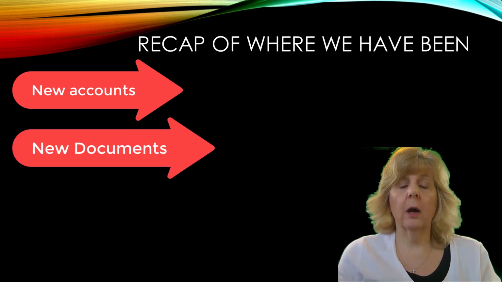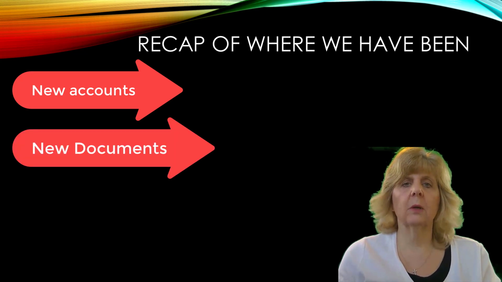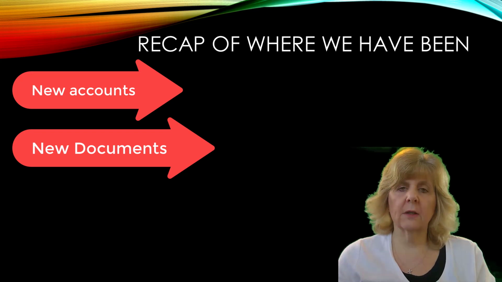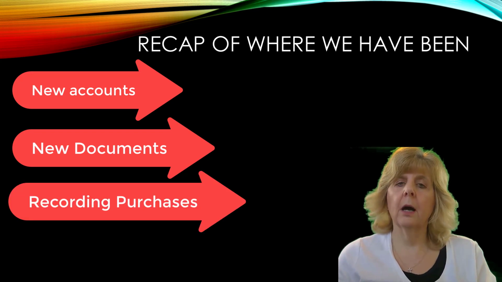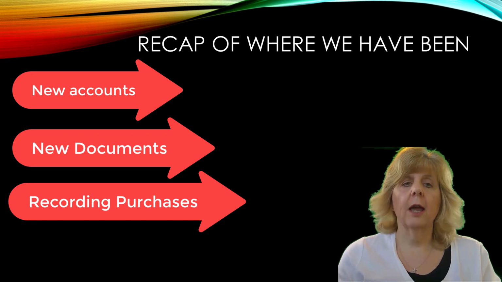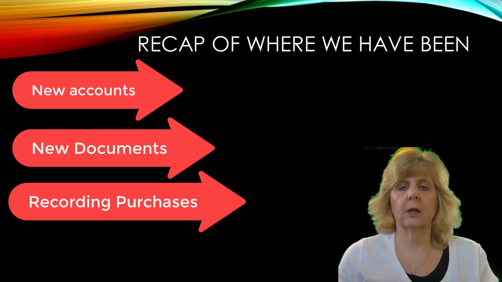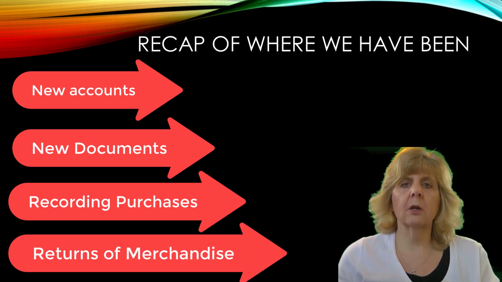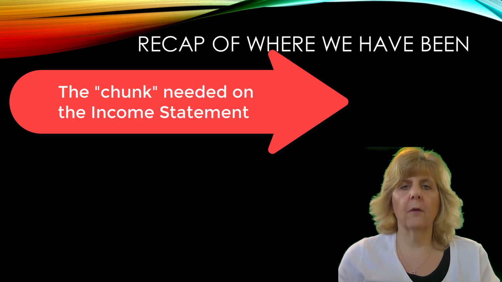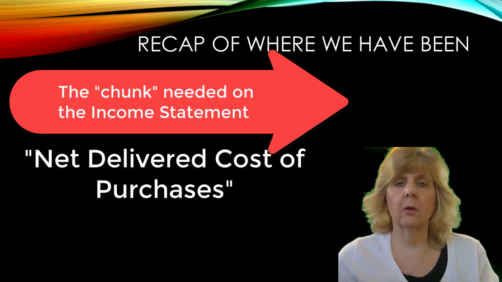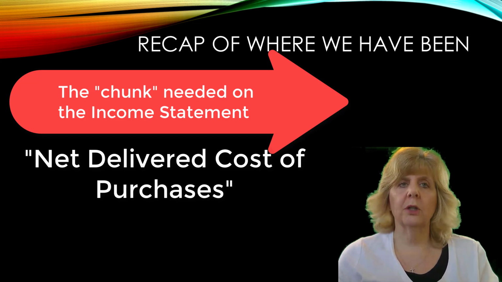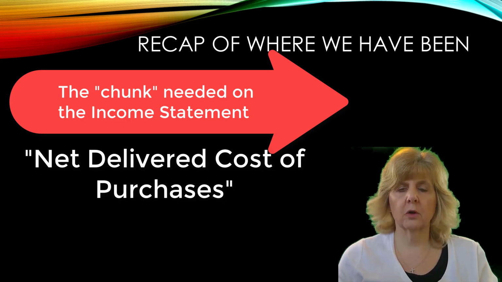We talked about a bunch of new purchasing documents which will come into play later when we talk about internal control. We talked about the purchase of goods for cash, and also we bought merchandise on account and we saw how to record those transactions. We spent some time talking about returns, and we ended the video by talking about the chunk of the income statement relative to this chapter, which is the net delivered cost of purchases.